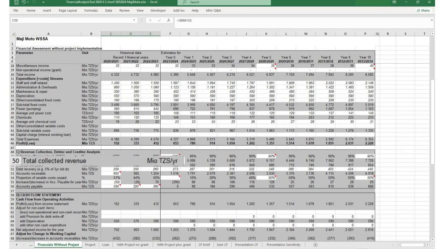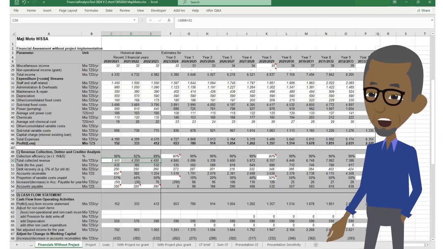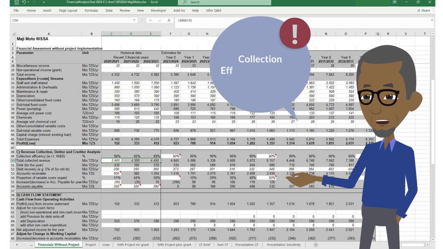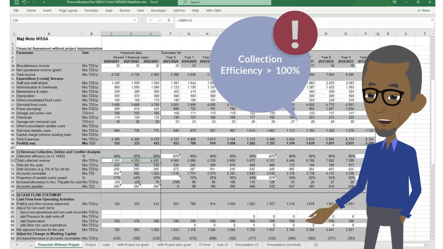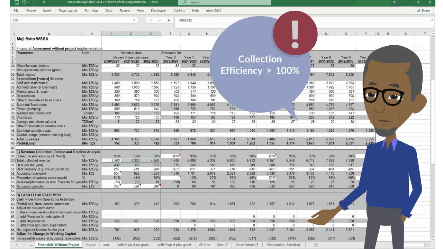For the total collected revenue, make sure to take the total collected revenue from margins and remove the debt you recovered. This you can see under debt recovery. This follows international best practice and will ensure that you get a realistic collection efficiency percentage below 100%. If your collection efficiency is above 100%, this is an indicator that it includes debt recovery, which is not automatically removed by your billing system.